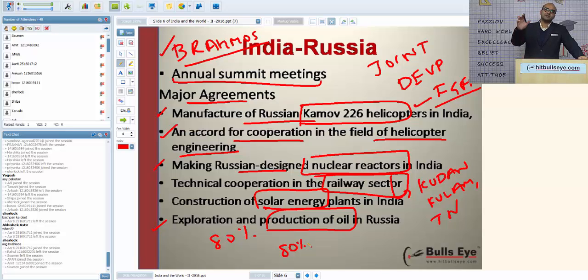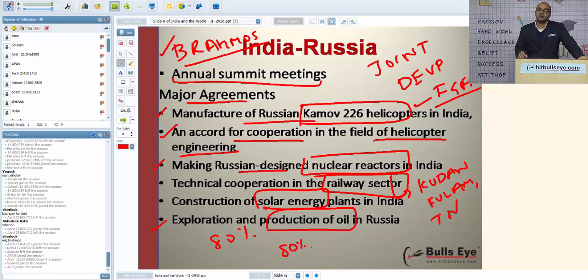So India is investing heavily in Russia, which is quite rich in oil, petroleum and gas reserves, right? We have invested through a company called ONGC Videsh Limited. The company ONGC has a foreign arm called ONGC Videsh Limited, or OVL.